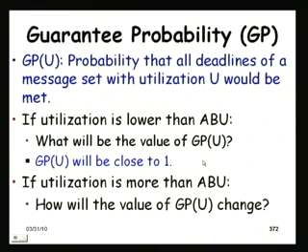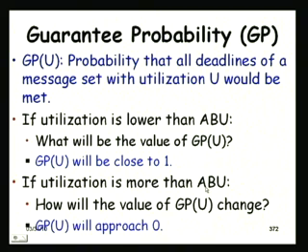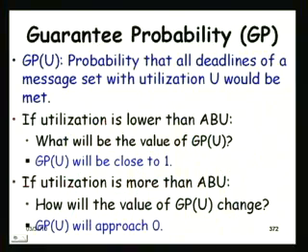But what about if the utilization is more than ABU? How will the GPU change? It will approach 0, isn't it? If it is more than ABU, then just see, the message set was saturated, and now if we increase above that, the utilization is more than that, then definitely something or other is going to miss its deadline, right. So, the probability that none of the messages will miss the deadline will be almost 0, right. So, that is the interpretation of the guarantee probability.